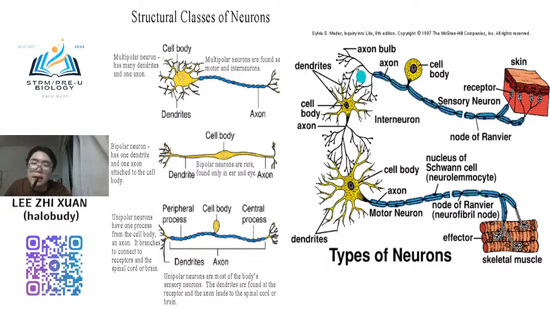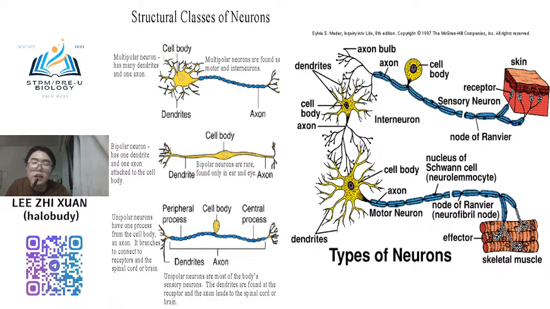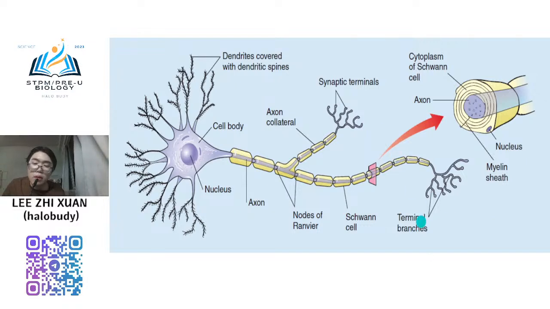So the gap between the interneuron and the sensory neuron we call the synapse, right? This one you already learned in SPM. And then the gap between the efferent neuron and the effector we know as the neuromuscular junction. These two structures, later we will learn in more detail about the synapse and the neuromuscular junction. Okay, so this is the more detailed structure of the neuron tissue.